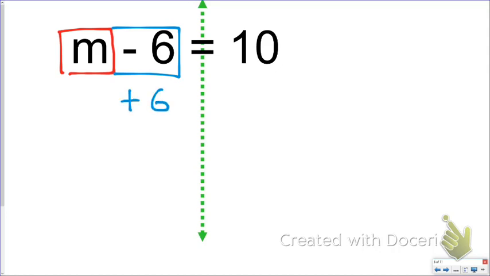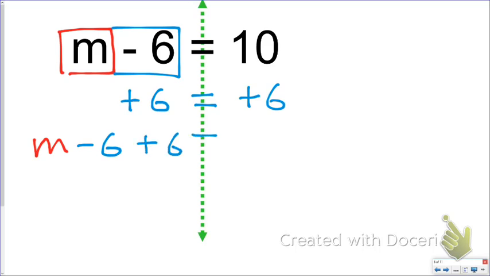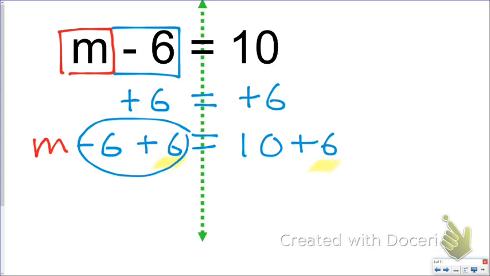Whatever I do to one side of the equation, I have to keep it balanced by doing the same thing to the other side of the equation. So what I have is m minus 6 plus 6 is equal to 10, my original, plus 6, the thing I added to both sides. So I added this side and this side to it to keep it balanced. Okay? Now what happens right here? That's what we call a zero pair. Negative 6 plus 6 just goes to 0. So I'm left with m is equal to 10 plus 6. 10 plus 6 is 16. And I'm done.